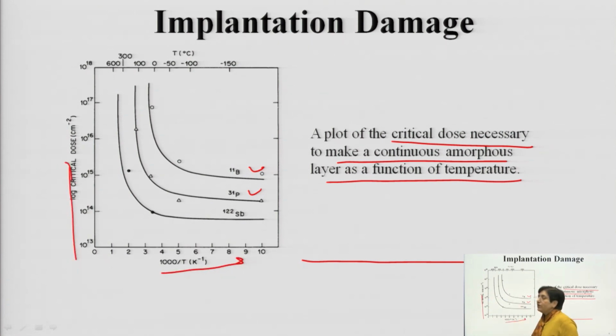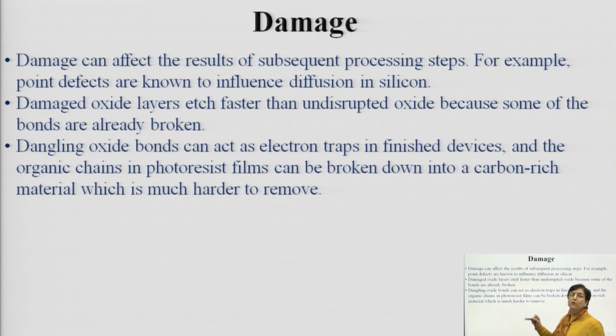Whenever you are adding dosage into the crystalline structure, the crystal orientation is changing, and the critical dosage required to change the crystal orientation, to amorphize the crystal structure, is known as the critical dose. This critical dose varies with temperature and for different dopants: if you have boron it will change, for phosphorus it will change, for antimony it will change. This graph shows the temperature dependence of the critical dosage.